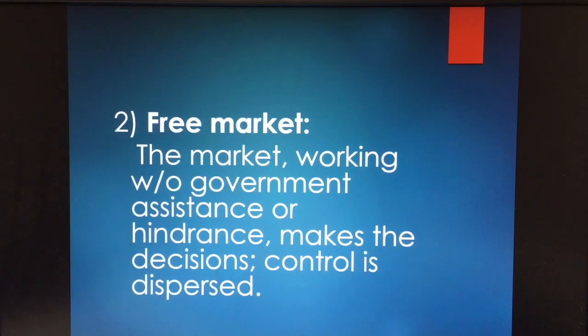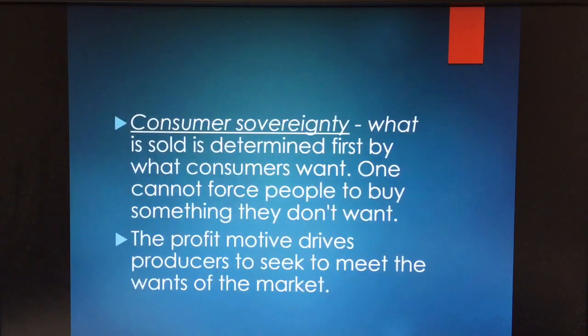Free markets, on the other hand, mean that the market, that people working without government hindrance or engagement, or at least minimal engagement, make the decisions. Control is dispersed in that people are acting as agents for themselves, and ownership of the means of production is in the hands of the people.